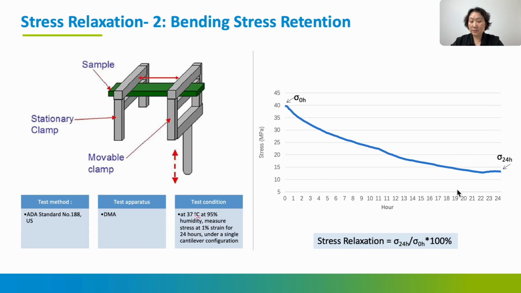Here is another example of stress relaxation measurement specified by ADA. Testing is done using a dynamic mechanical analysis machine under a single cantilever configuration. In this test, a certain displacement is kept for 24 hours in the testing chamber with 95% humidity and 37 degrees C to mimic oral condition. The initial stress and the ending stress are used to calculate the stress relaxation.